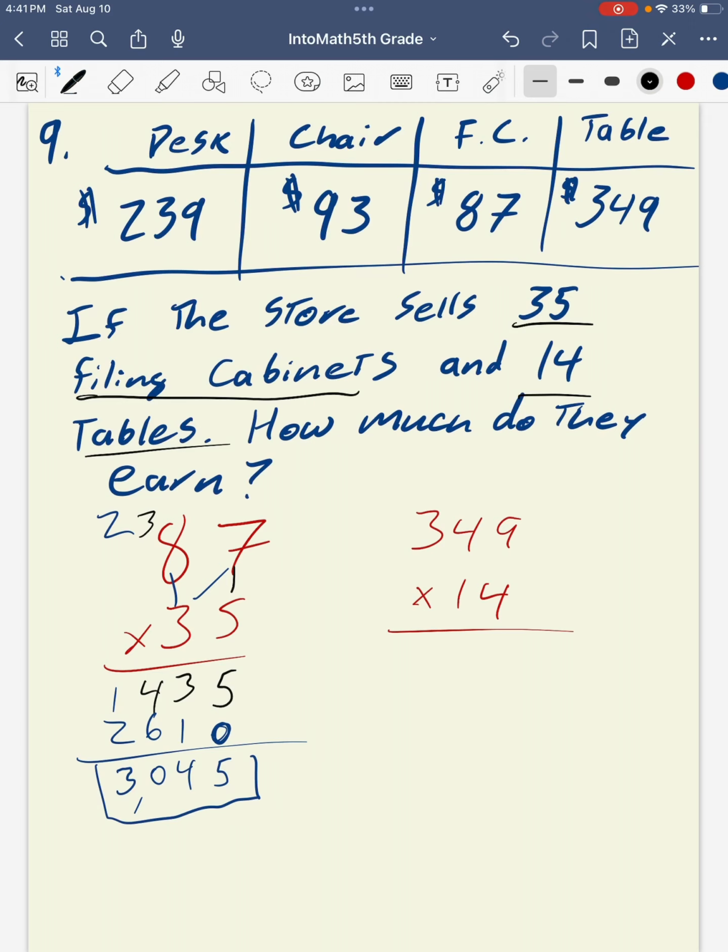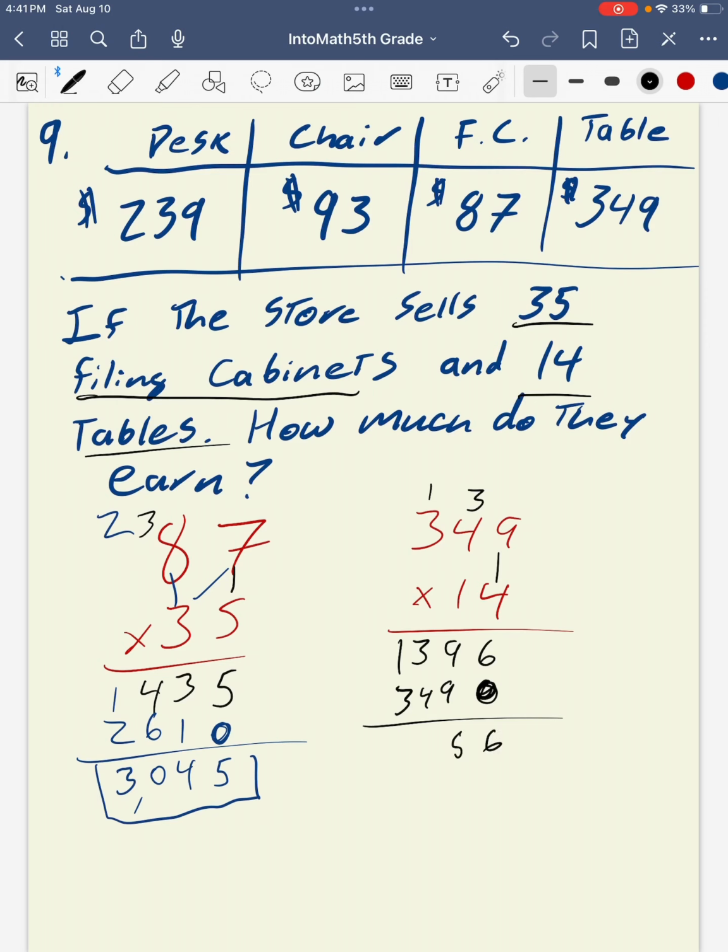For 14 tables, we're multiplying 349 times 14. Starting with 4 times 9 is 36. 4 times 4 is 16, plus 3 makes it 19. 4 times 3 is 12, plus an additional 1 makes it 13. Now I move to my tens, put my placeholder 0 because I'm no longer multiplying by my ones, and 1 times 349, I just put 349 here.